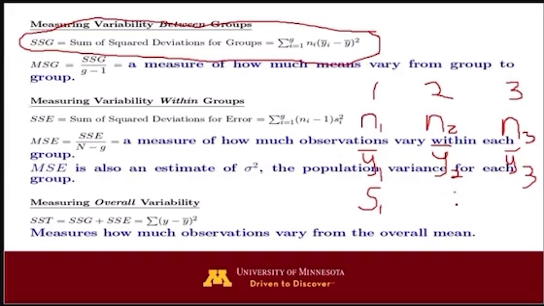You're also going to have a standard deviation for each group. And the moment you have the standard deviation, you can also get the variance. All we need to do is square each standard deviation. That will give you the sample variance for each group.